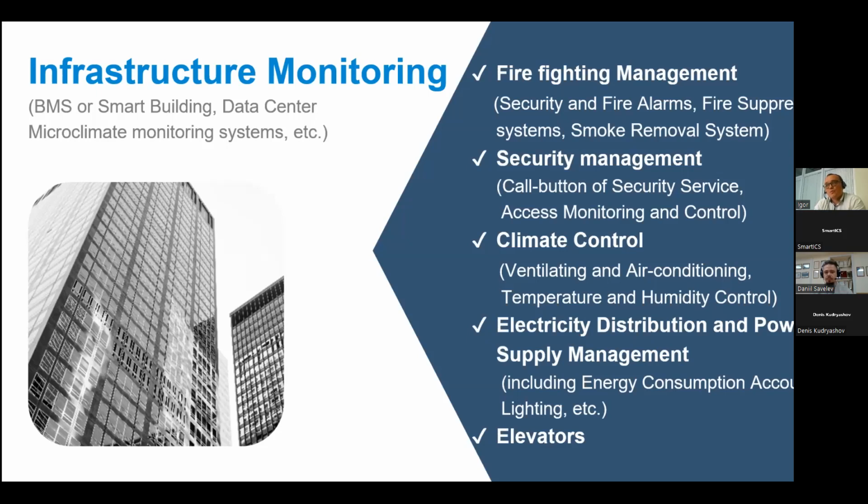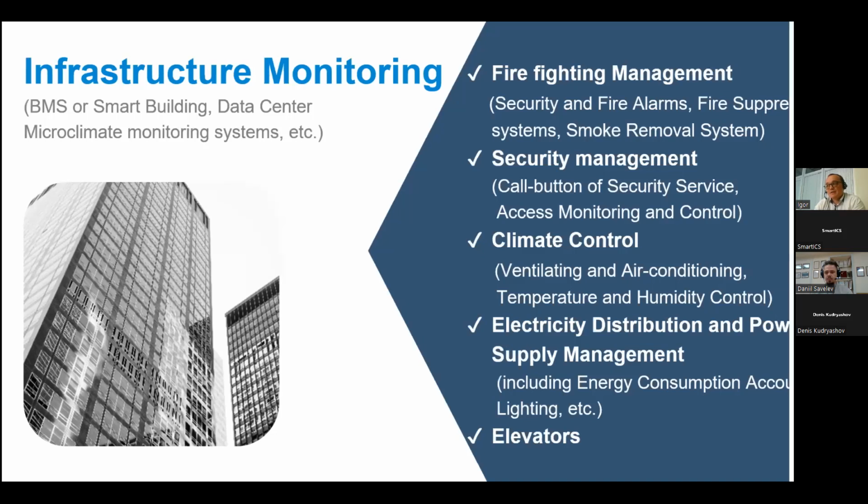From the systems that could be added and connected here, literally anything you can imagine, anything you could see within a smart building, within a data center, any subsystem could be easily connected and linked to our platform. Of course it starts with the basic electricity and firefighting and security and climate control. These systems could be connected to SmartICS very easily. So these are the systems.